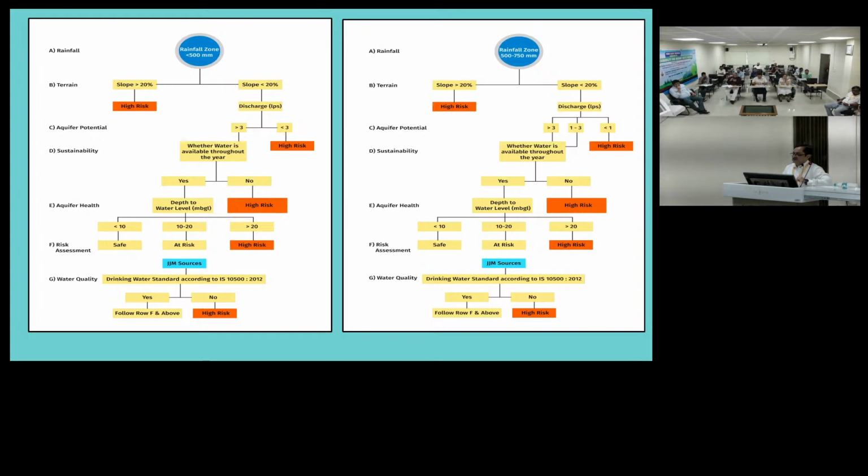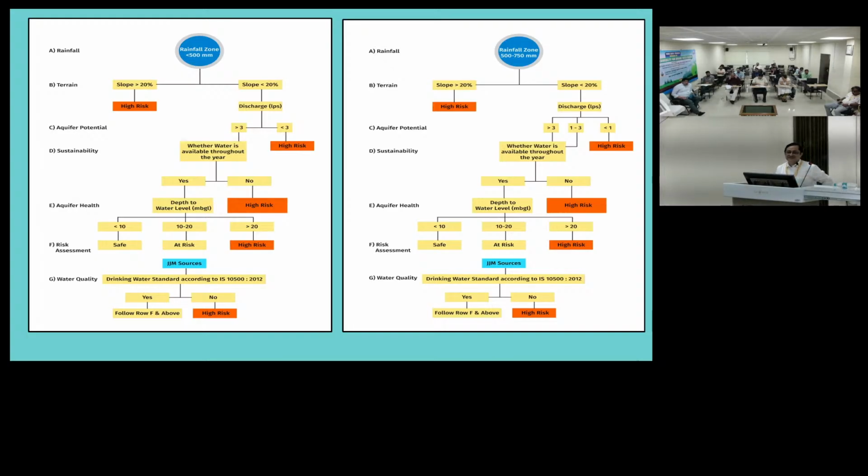Like this, we have made the logic for other rainfall zones, say rainfall of 500 to 750 mm. This process is the same with yes, no and more than 3 LPS. Here, in less than 500 mm, we made only two discharge categories, more than 3 LPS or less than 3 LPS. In this second case, we are taking more than 3, 1 to 3, and less than 1. If it is less than 1, then it is high risk. If 1 to 3 or more than 3, then we check whether water is available throughout the year or not. If no, then high risk. If yes, we check depth to water level, and accordingly categorize the villages as safe, at risk, or high risk. And JJM sources are always the same for all the cases.